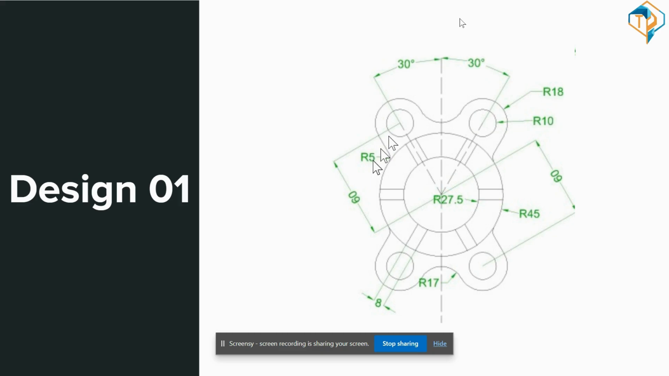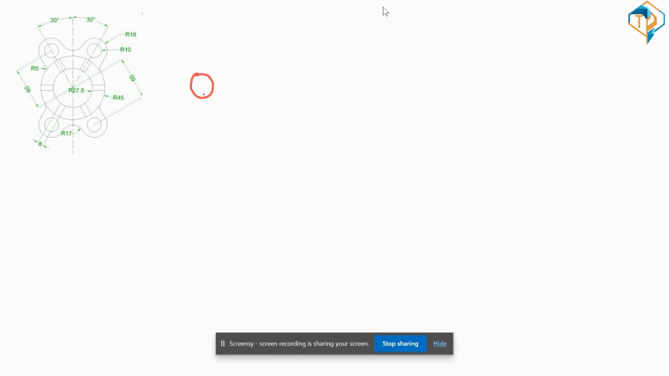As I mentioned in the method, I will first go to the strategy, how to create a strategy for creating this drawing in the simplest manner and with minimal time. That is a circle of 27.5 radius, a circle of 45, then four circles of 10 radius. This is one, 2, 3, 4. Then this semicircle of 18 radius, which are 4 also. So R18, 4. Then these two arcs of R17.